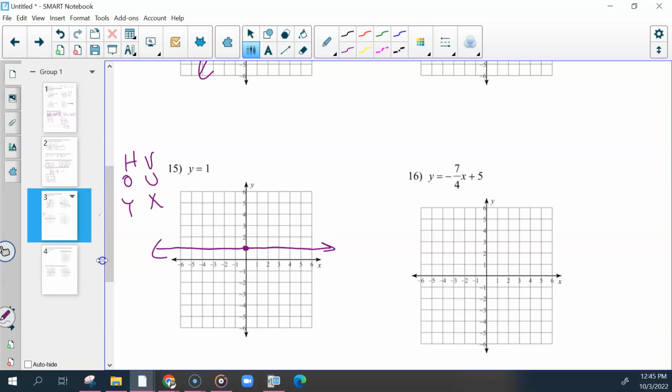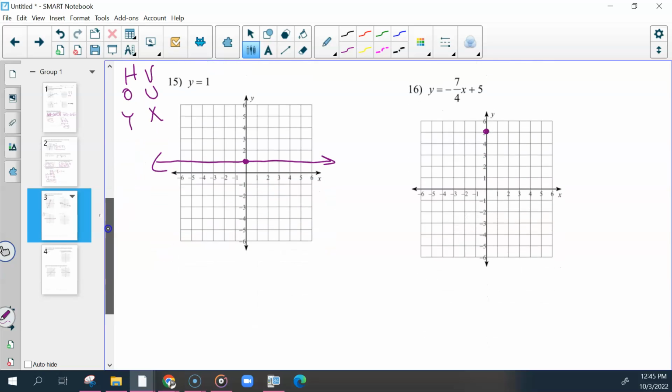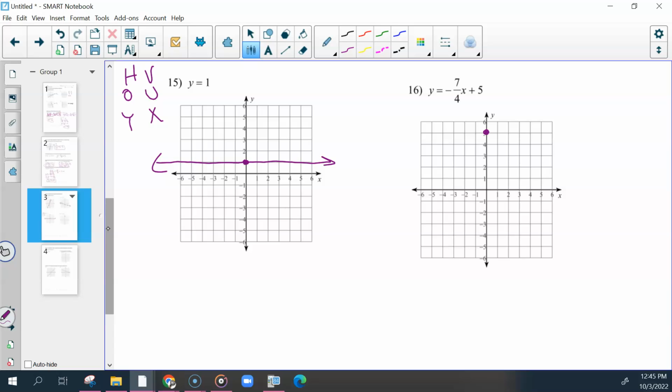And then for the last one, plot a point at 5. We can't go up, so we have to go down 7, and to the right 4. So this one would only have 2 points, and it would look something like that. Okay. Questions on any of the graphs? Then the last section.